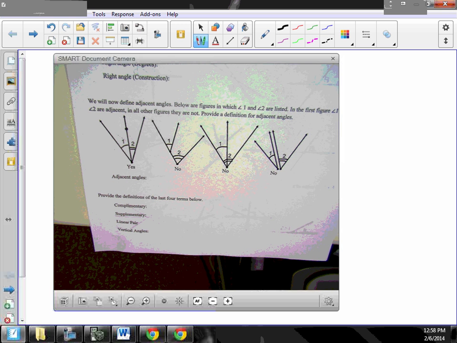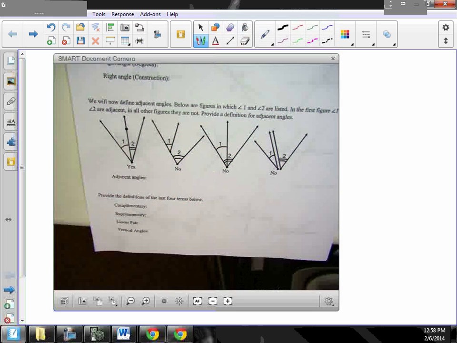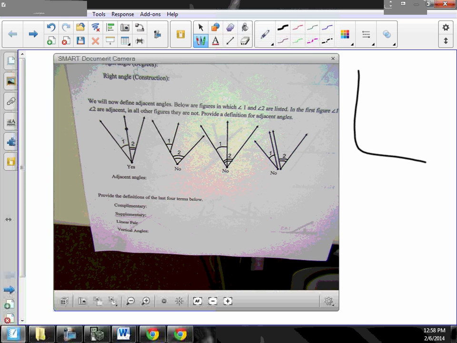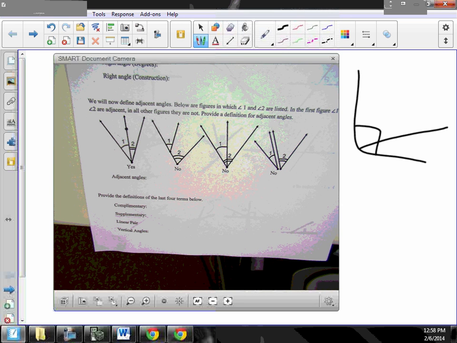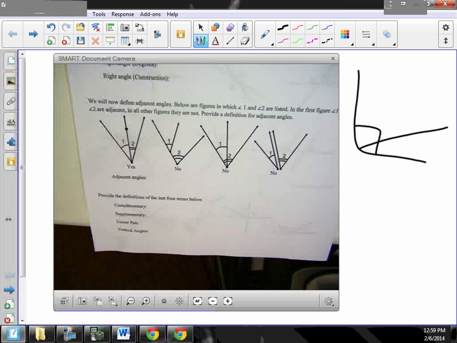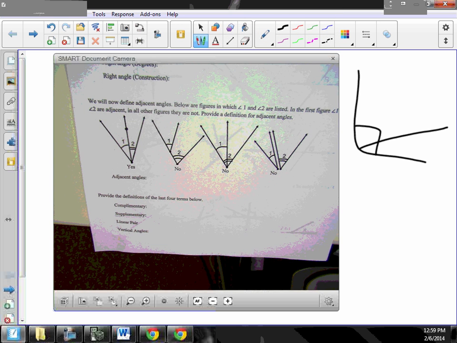Moving on to complementary angles. What does it mean to be complementary? So let me draw you a set of complementary angles. Those are complementary. So they're angles that add up to 90 degrees. Anything else? They are adjacent. Do they have to be adjacent? Can you ever think of a time where they won't be adjacent?